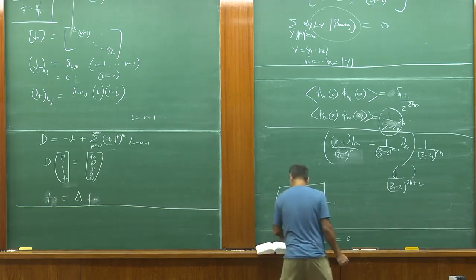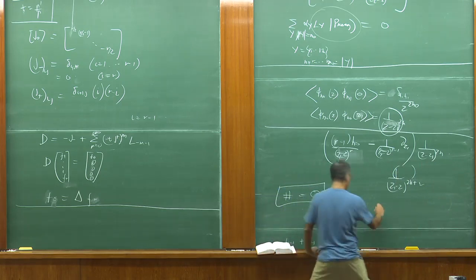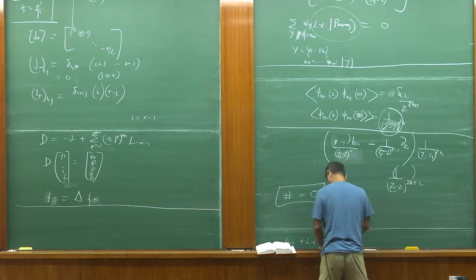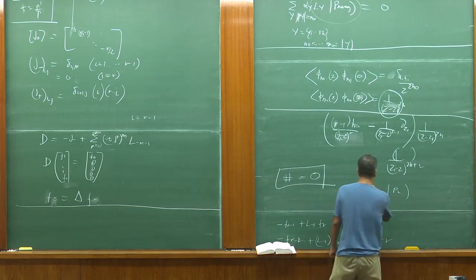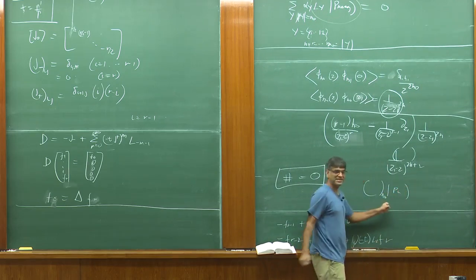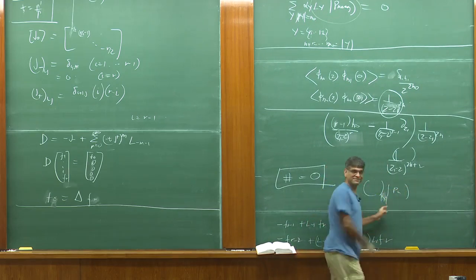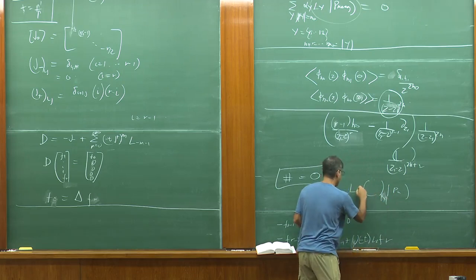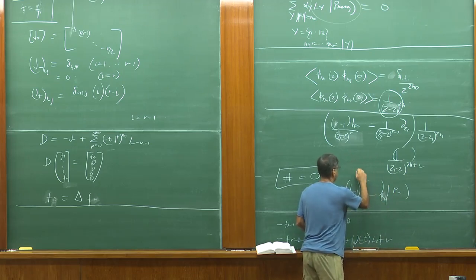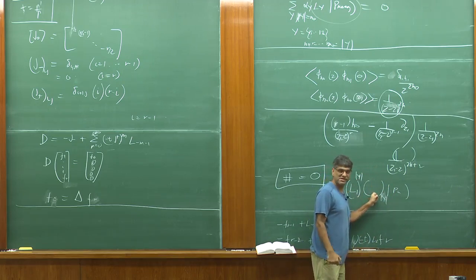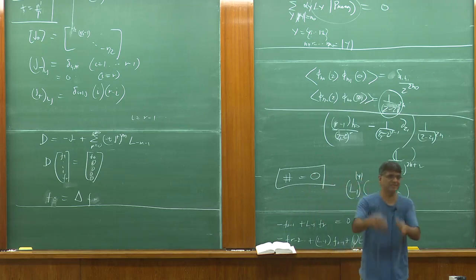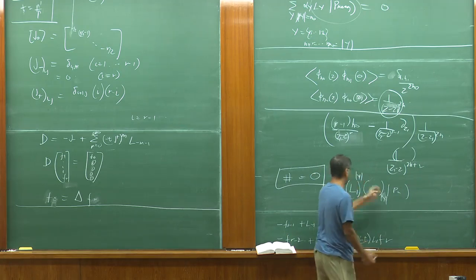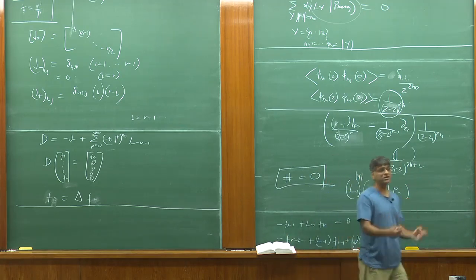The way it goes is as follows. Suppose I've got my null state, which is a primary times some level n descendant, a level mod y descendant. Now if I act with L1 to the power mod y on this, it must vanish because L1 annihilates the descendant, so L1 to the power mod y must also annihilate it. But L1 to the power mod y on this descendant is once again proportional to the primary.